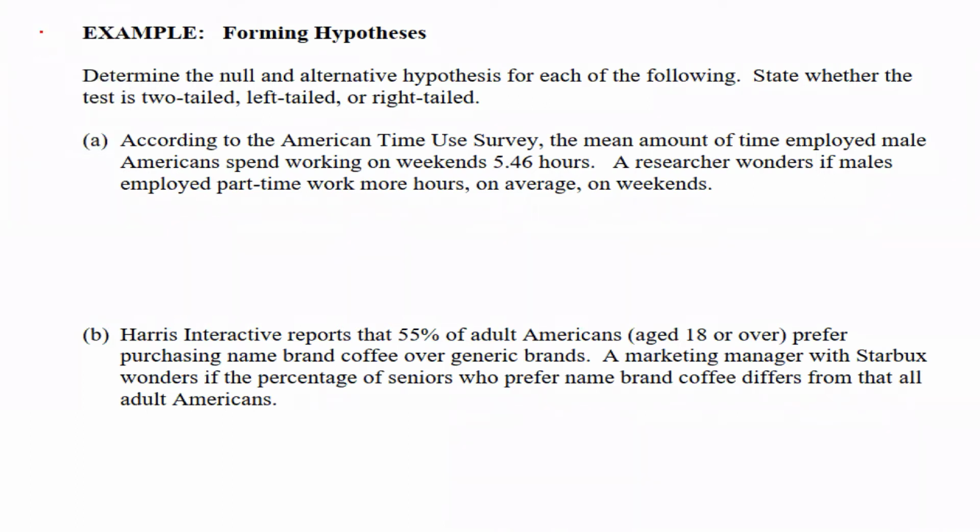So according to the American Time Use Survey, the mean amount of time employed male Americans spend working on weekends is 5.46 hours. A researcher wonders if males employed part-time work more hours on average on the weekends. So when you're doing these hypothesis tests in this chapter, the first thing you're going to want to do is identify the parameter of interest. What's the parameter of interest in this particular problem?